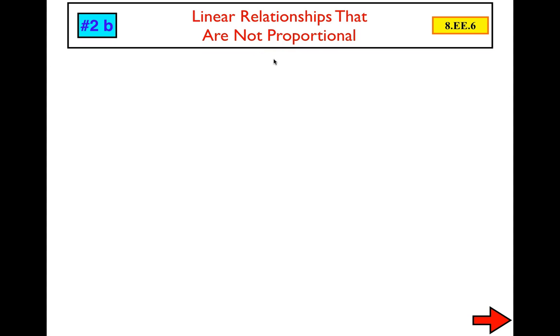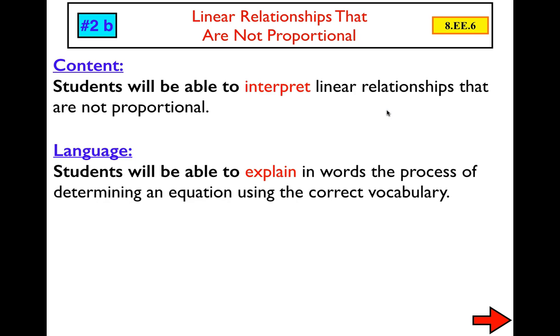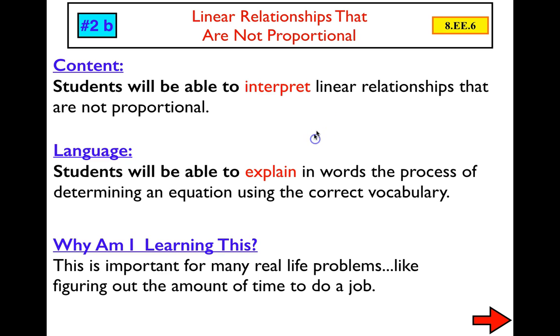Today we are working on 2B, which is linear relationships that are not proportional. Content objective: students will be able to interpret linear relationships that are not proportional. Language objective: students will be able to explain in words the process of determining an equation using the correct vocabulary. Why are you learning this? Well, it's important for many real-life problems, one example being figuring out the amount of time to do a job.